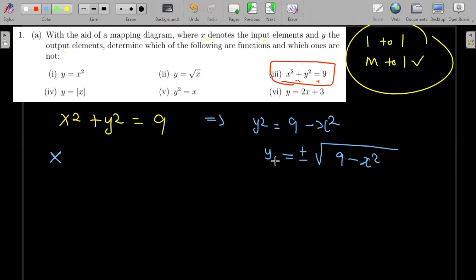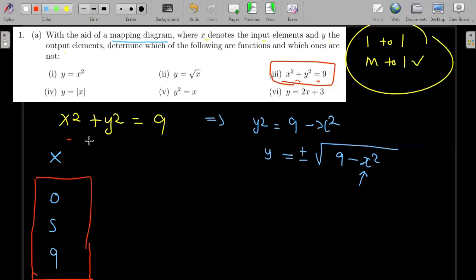So we see here that for each value of x, I'm going to have two values of y, because one will be positive and the other one will be negative. So already that tells me that this is not a function. But I want to show it using the mapping diagram. For the x values, I'm going to pick 0, 5, and 9. I'm very strategic on how I'm picking these values. So this is my set x, and then I'm going to be using this relation to find the values of y. This is my y.